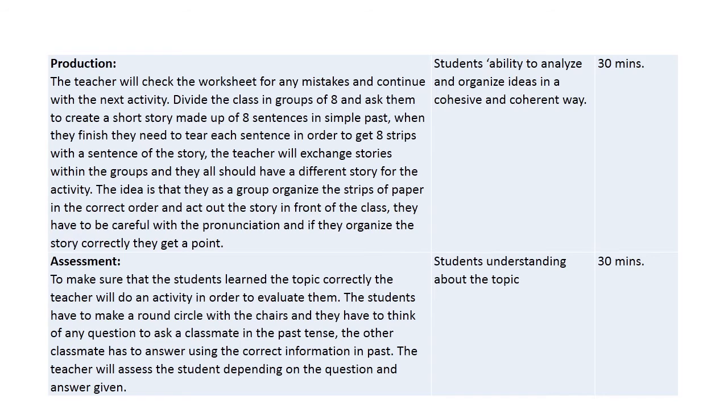They have to be careful with the pronunciation and if they organize the story correctly to get a point. This activity should take them about 30 minutes or maybe a few minutes more if there are many students in the class.